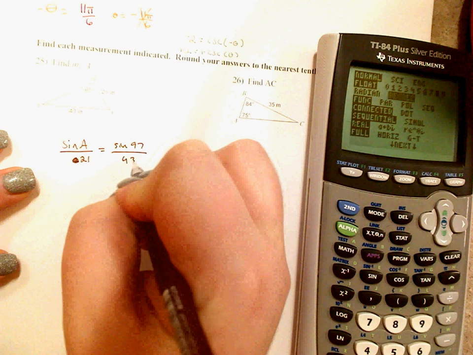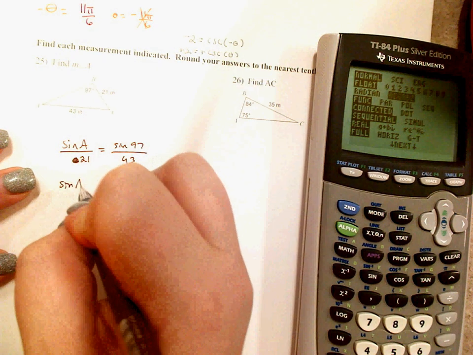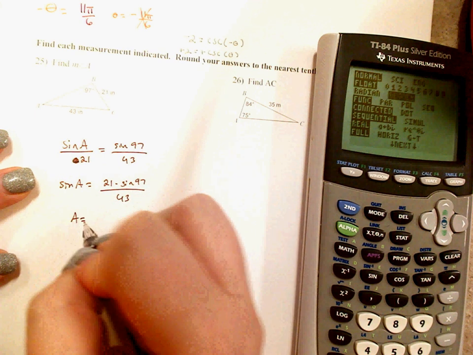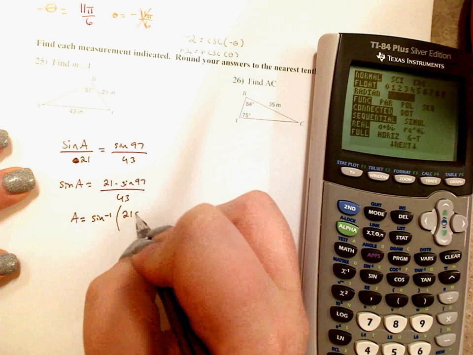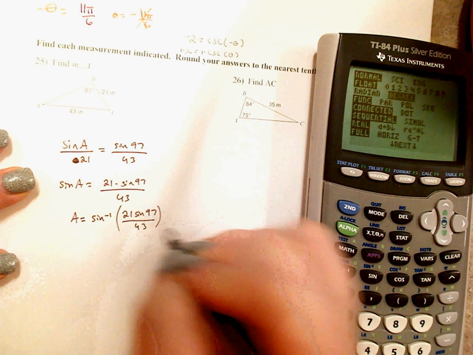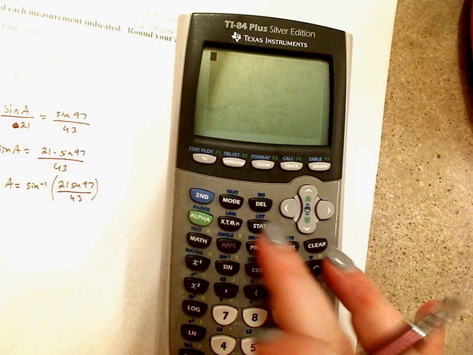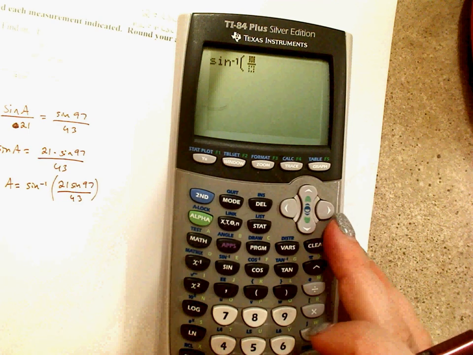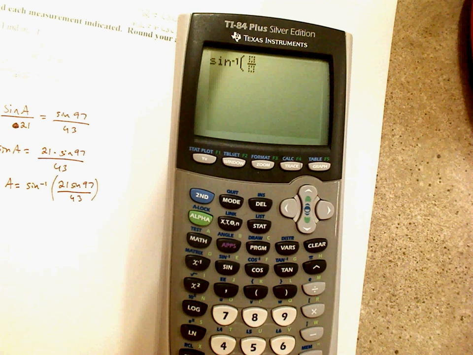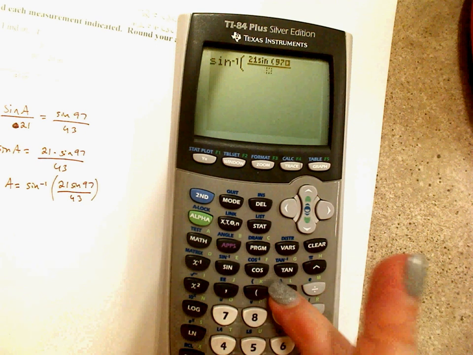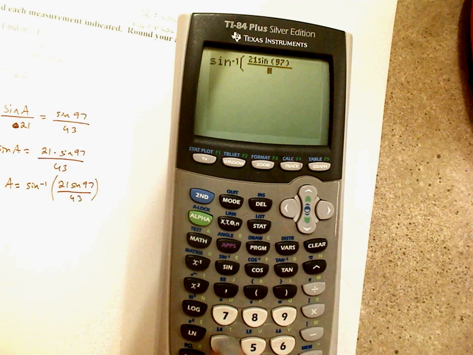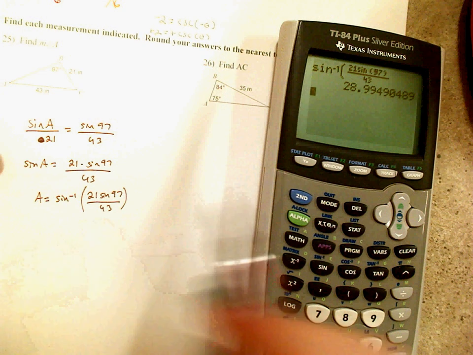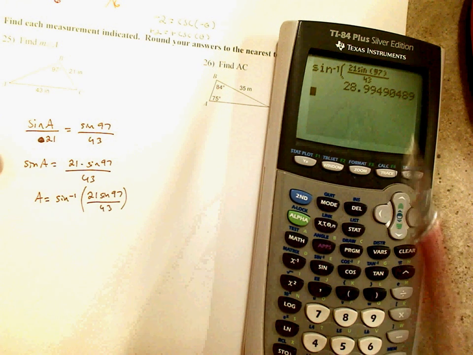If I want to solve for A, the first thing you're going to do is multiply by 21. 21 times sine of 97 divided by 43. And then I'm going to take the sine inverse of both sides. So sine inverse of, I'm going to go ahead and use the fraction shortcut, which is alpha y equals, just to make it a little bit faster to do this: 21 sine of 97 divided by 43. And you get 28.995. Since it's an angle rounded to 1 decimal, we can say 29 degrees.